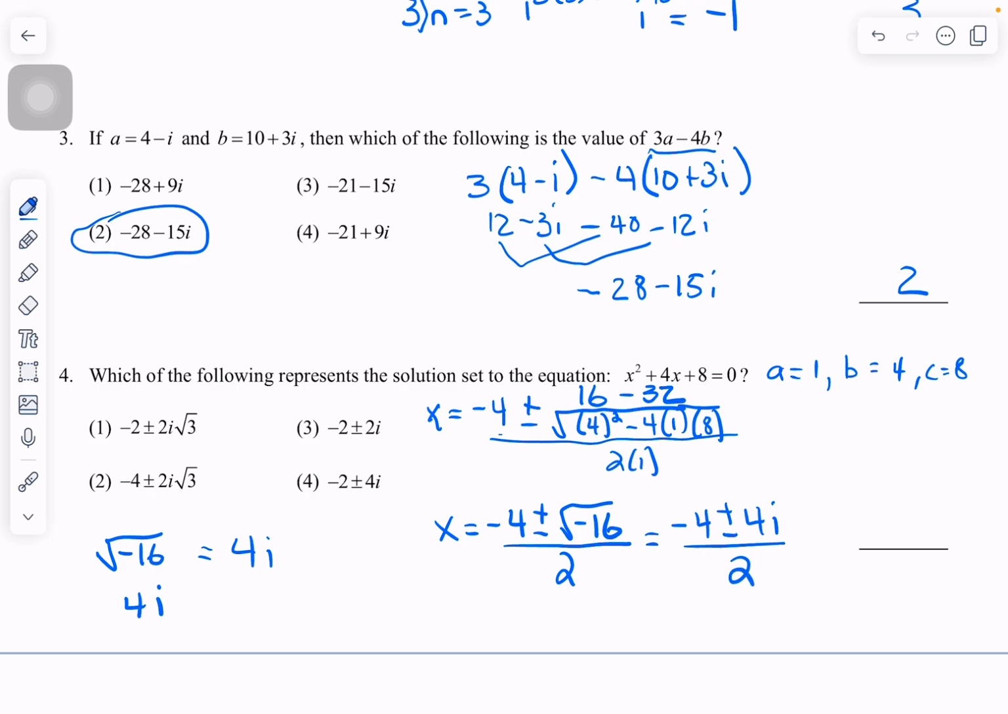And then we could divide all of these by 2. So we divide this by 2, we get negative 2. Divide this by 2, we get positive 2. This by 2, we get 1. So x is equal to negative 2 plus or minus 2i, which is choice number 3.